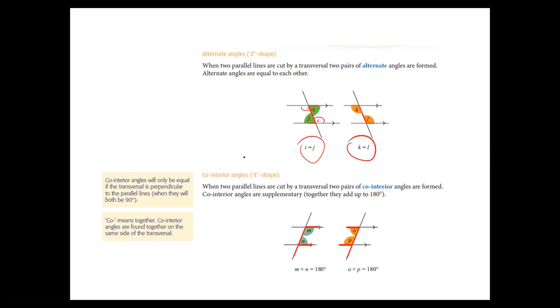And co-interior angles, the letter C, a shape like C, or the inverse of C. Okay, so they add up to 180 together. They add up to 180 like supplementary angles. When two parallel lines are cut by a transversal, two pairs of co-interior angles are formed. Co-interior angles are supplementary. Together, they add up to 180. So M plus M is 180.